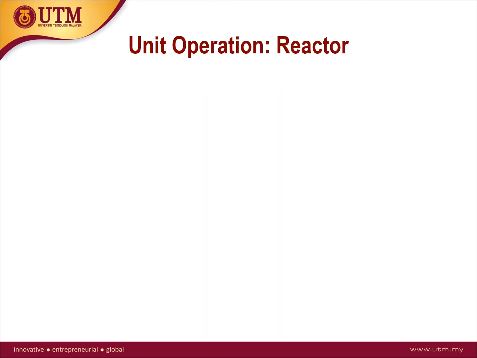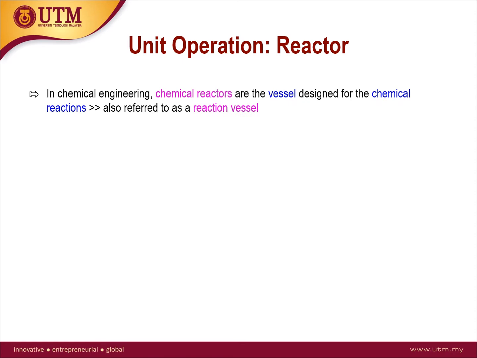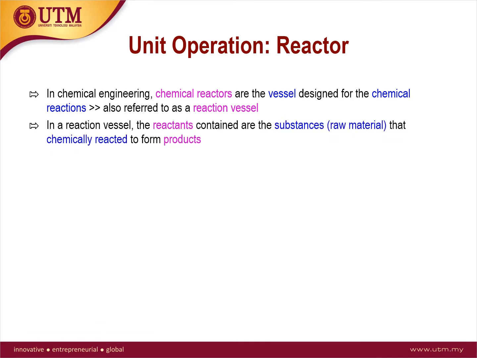The third unit operation is called a reactor. In chemical engineering, a chemical reactor is the main backbone of the process. Chemical reactors are vessels designed for chemical reactions to occur. It can also be referred to as a reaction vessel. In a reaction vessel, the reactants, containing other substances or raw material, also called feedstock, chemically react in order to form the products.